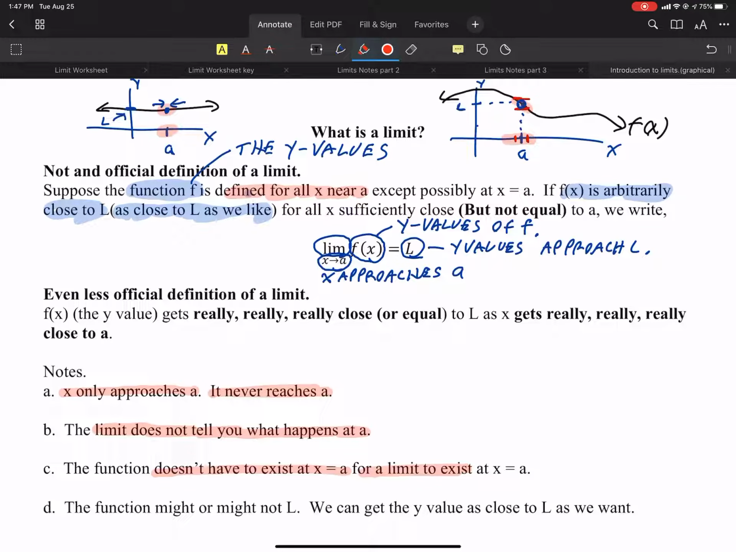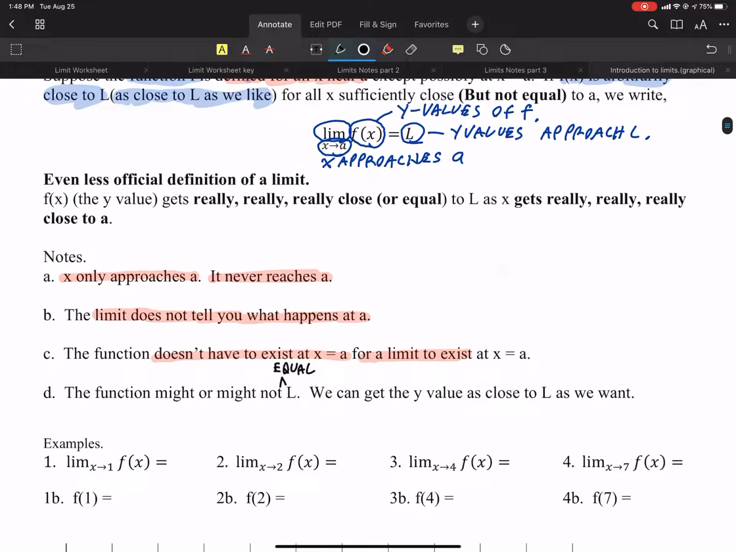Okay, and then I need to add a caret, equal. The function might or might not equal L. If you look in this case, as I get closer and closer to A, the function never equals L. It gets really close. In this case here, though, as I approach from left and right, the function equals L from both sides. So the y value can equal the limit, but the x value never reaches what you're approaching. So that's what I want to point out to you.